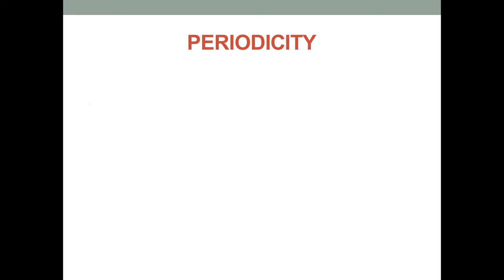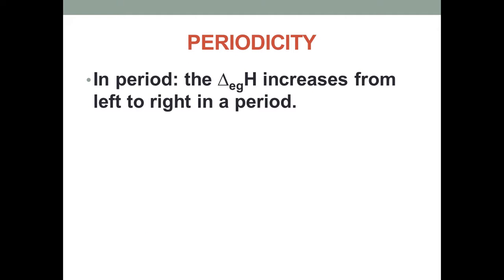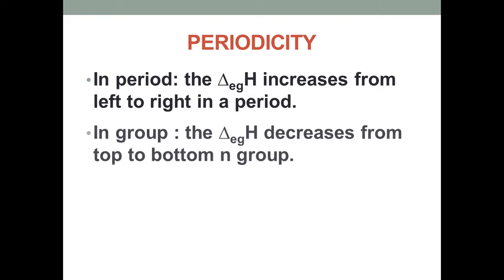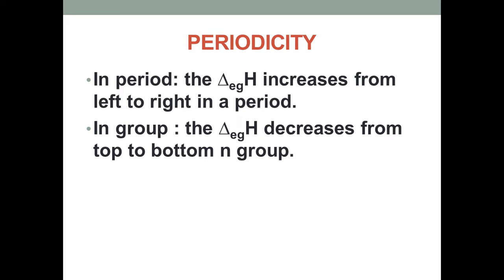Coming to the next periodic trend: in a period, the electron gain enthalpy increases from left to right. Why? Because from left to right, electronegativity increases. You can also give the answer in favor of Z effective. As you move from left to right inside a period, the effective nuclear charge also increases, and that leads to an increase in electron gain enthalpy. Next is inside the group. The electron gain enthalpy decreases as you move from top to bottom due to a decrease in Z effective.